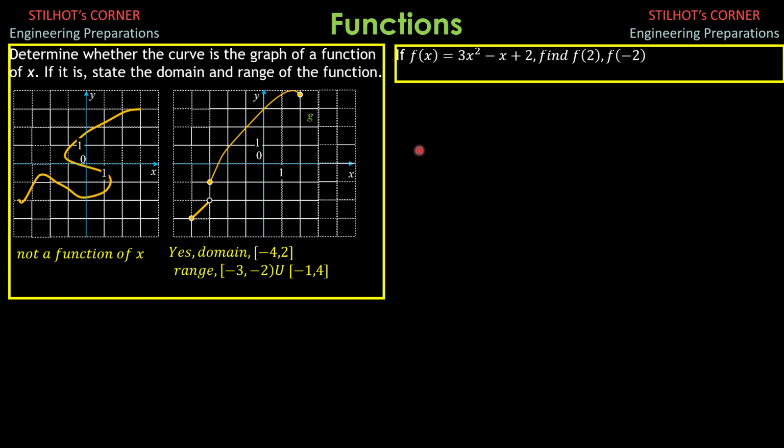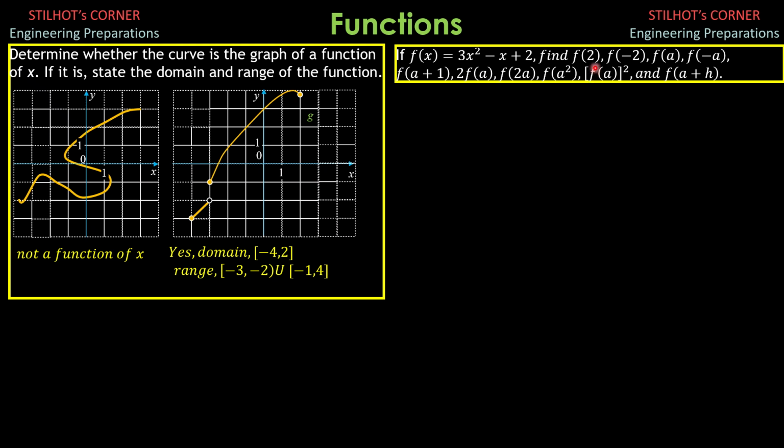Now, for the next problem, if f of x is 3x squared minus x plus 2, find f of 2, f of -2, f of a, f of -a, f of a plus 1, 2 times f of a, f of 2a, f of a squared, then quantity f of a squared, and f of a plus h.